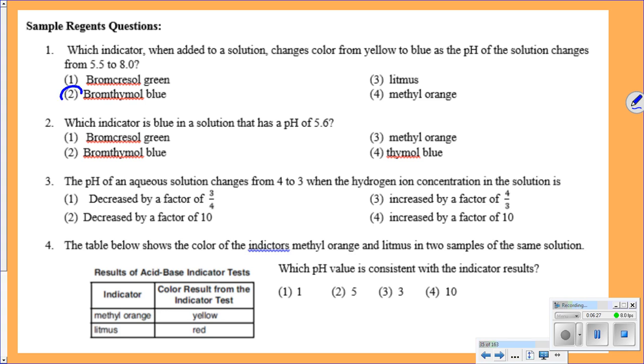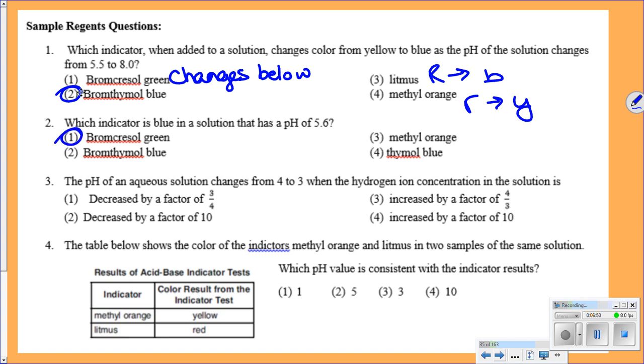So number 1 is bromothymol blue. Bromocresol green changes below the range that we needed to change. Litmus goes red to blue, red to yellow for methyl orange, so bromothymol blue is our answer. Our indicator that's going to be blue at 5.6 is going to be bromocresol green. Bromothymol blue will be yellow. Methyl orange is never blue. Thymol blue would be yellow at that particular pH also.